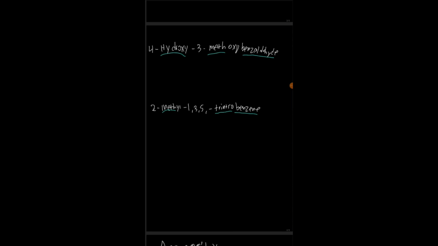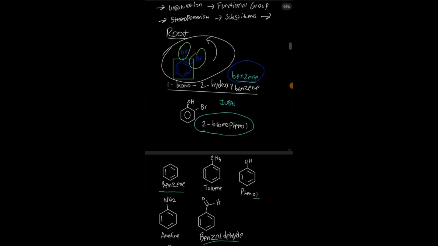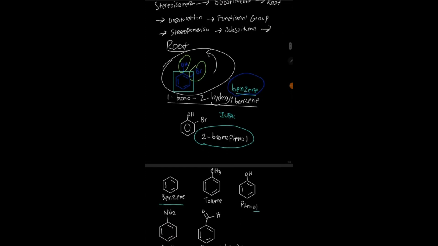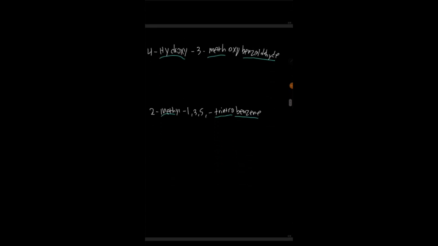4-hydroxy, 3-methoxy, benzaldehyde. I've underlined keywords. You see how we have 4-hydroxy. We identified previously that hydroxy is an OH group. So we know there's an OH group at the 4 position. We also see a keyword over here: benzaldehyde. But we see benz. When you see benz, there's probably a benzene in it.